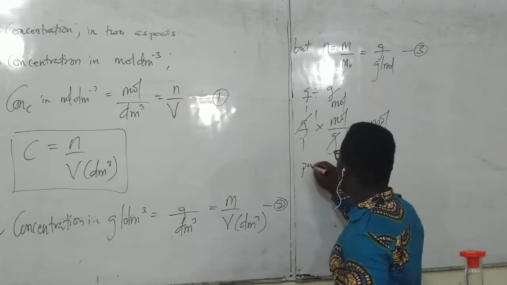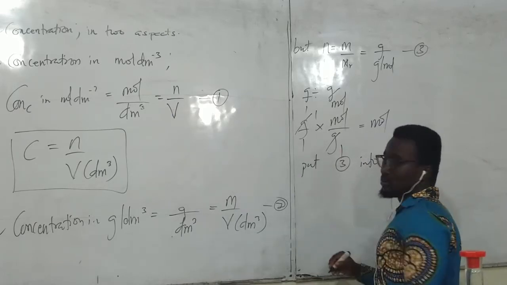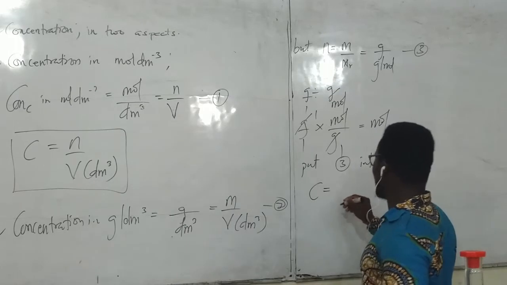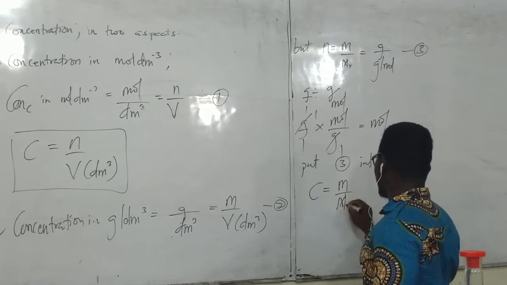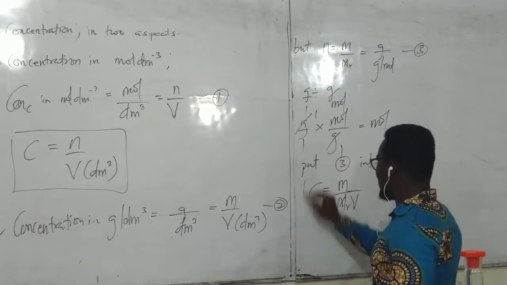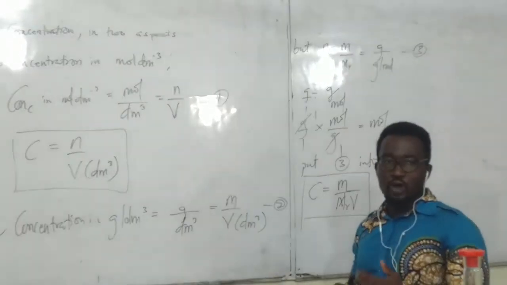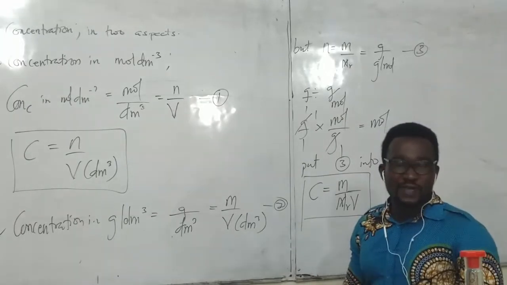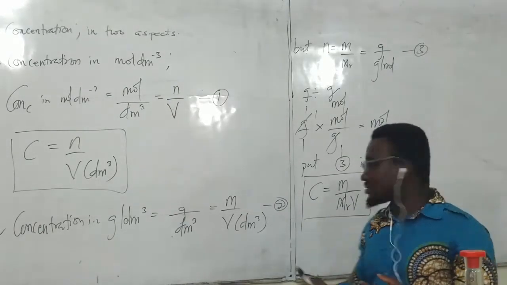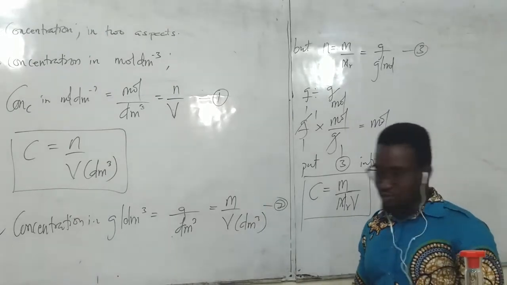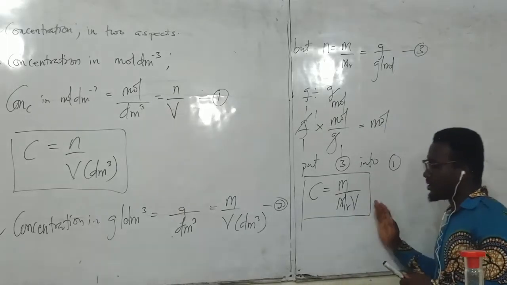So put 3 into 1. So we have C. I'm putting 3, so N, so I'm getting mass, molar mass, and then V. So that will be for the concentration. Which means if you want to resolve to concentration, and you have been given the mass of the substance, and you know the molecular mass of that substance, multiplied by the volume in DM cubed, you'll get the concentration. So that has also given us this.